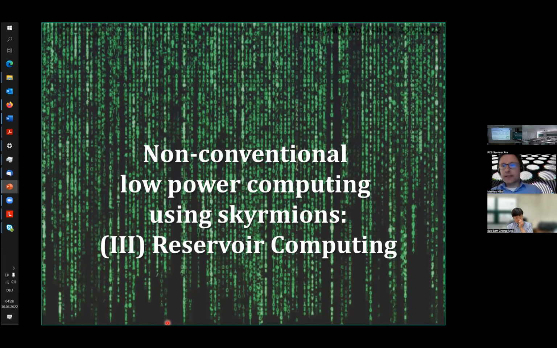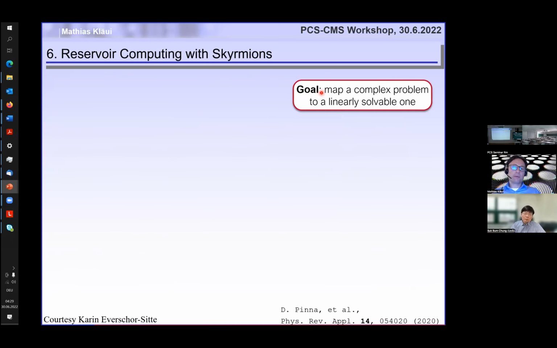Now, finally, let me show you what I find is a very exciting approach, which is reservoir computing. Now, reservoir computing is similar to neural networks, where we want to map a complex problem to a linearly solvable one. And by the way, I should acknowledge here Karin Everschor-Sitte, from whom some of these slides are provided.